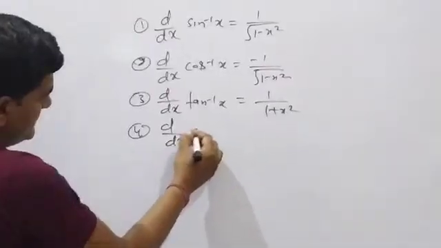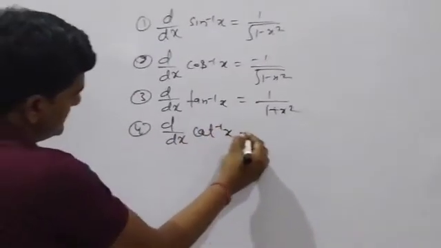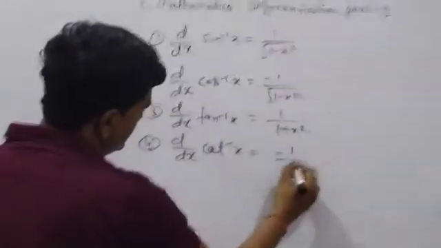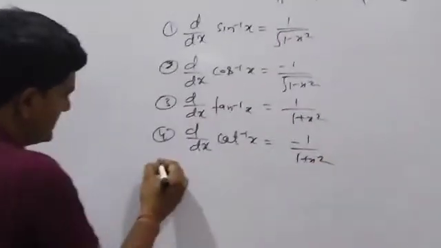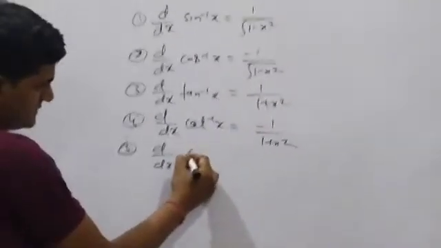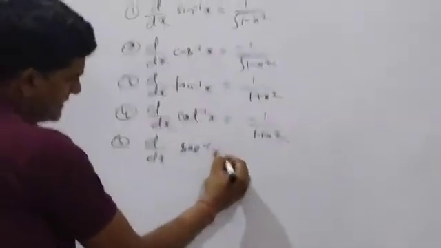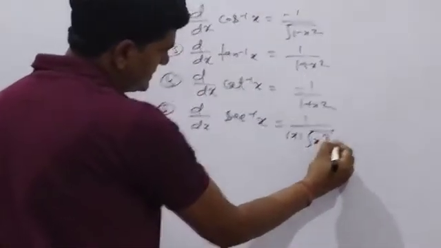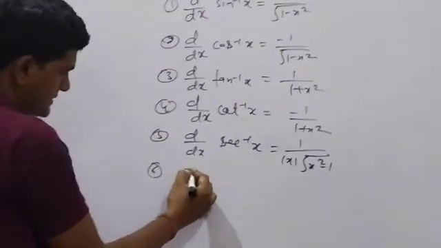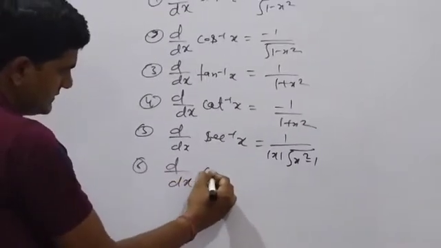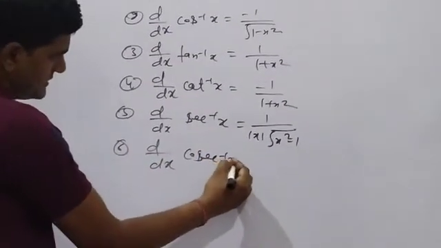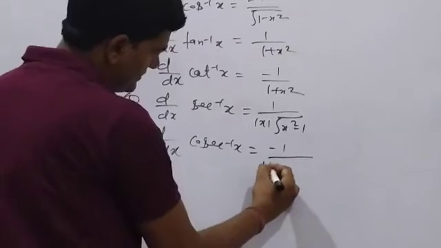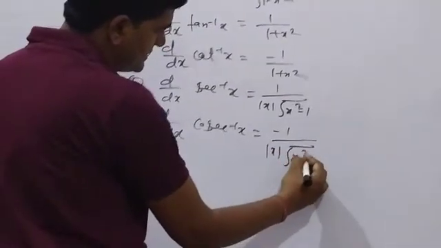d by dx of cot inverse x is equal to minus 1 upon 1 plus x square. Next one is d by dx of sec inverse x is equal to 1 upon mod of x under root x square minus 1, and the last one is d by dx of cosec inverse x is equal to minus 1 upon mod of x under root x square minus 1.